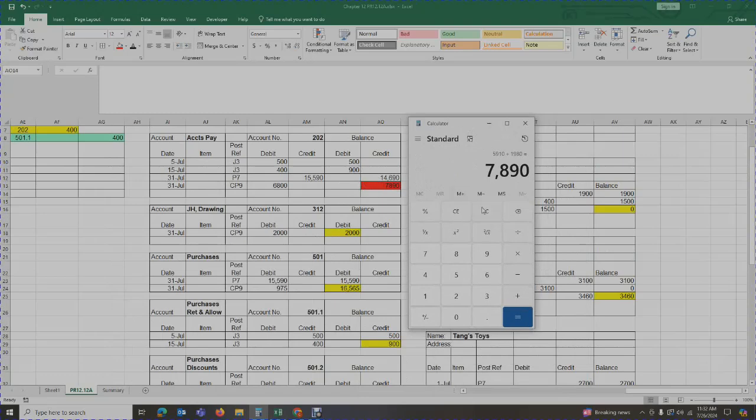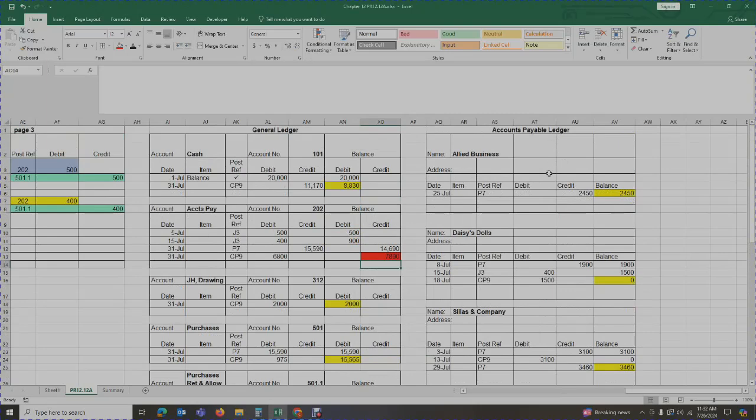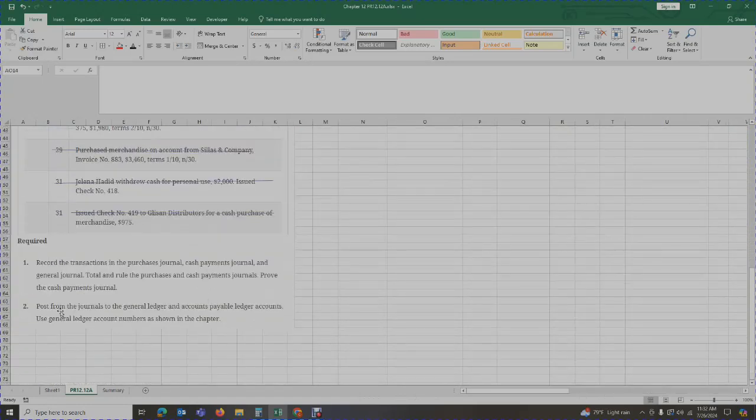Okay, so when your boss asks you, I see that we owe $7,890, who do we owe money to? Then you'll prepare a schedule with the different vendors that we owe money to. That way we can identify who we owe money, when we made the purchase, by when we need to pay, all of that good stuff. Okay. So that is all of the requirements. We were asked to journalize, which we did, post from the journals to the ledger, which we did, and prepare an accounts payable ledger, which we've also done.